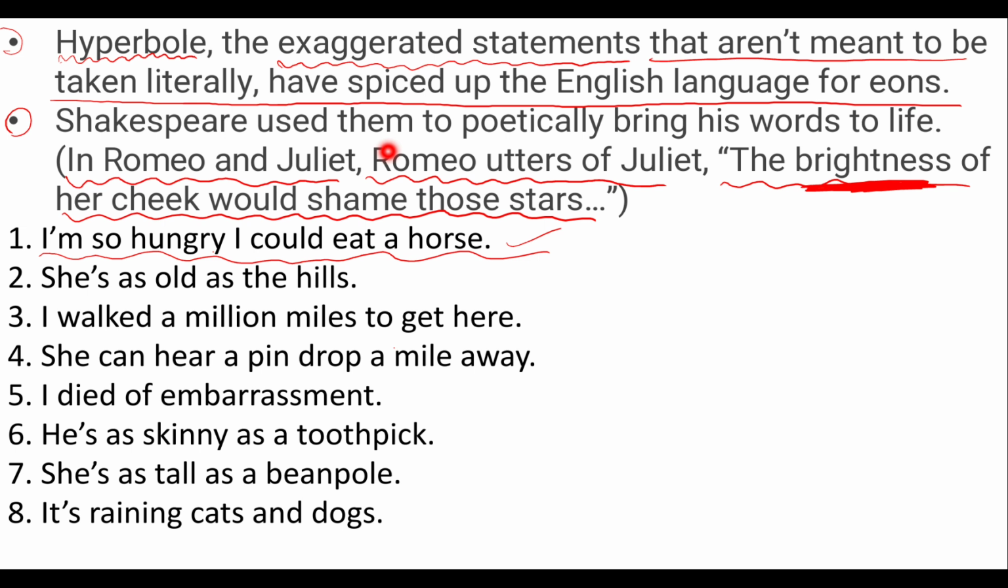These statements are not meant to take the literal meaning out of them. These are just exaggerated statements, overstatements we can say. I am so hungry that I could eat a horse. Next example, she is as old as hills. So here her oldness is compared to that of the hills, right? So इतनी ज़्यादा बूढ़ी है वो that she is as old as hills.